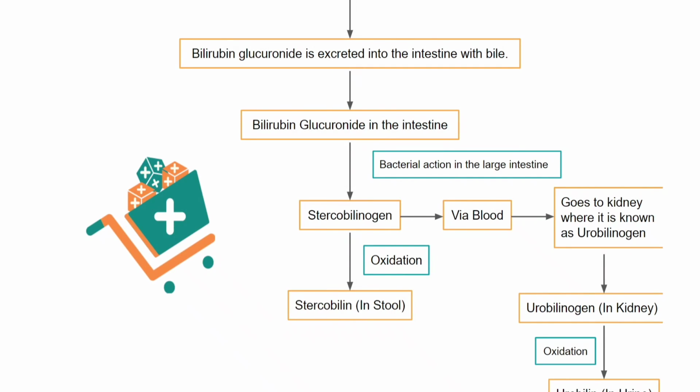As we saw, some amount of stercobilinogen goes with the blood into the kidney, and some amount of stercobilinogen is excreted out with the stool, but for that it should be converted into stercobilin. So with the oxidation process, stercobilinogen is converted into stercobilin, and this stercobilin is excreted out with the stool. So these were the points about that.